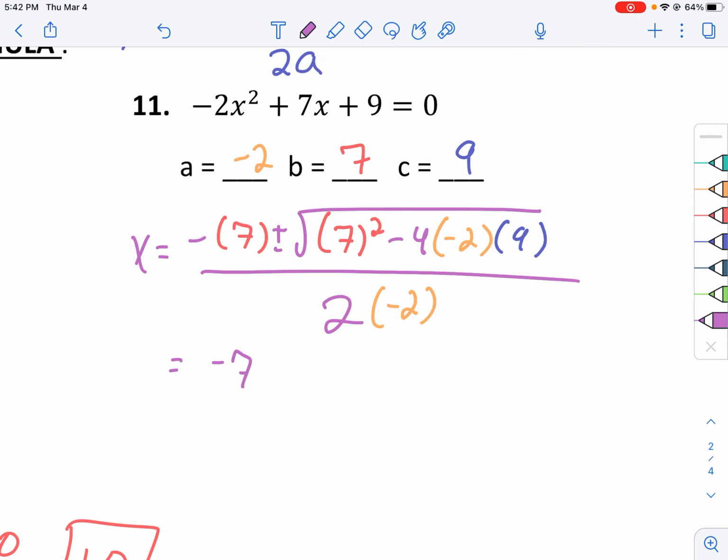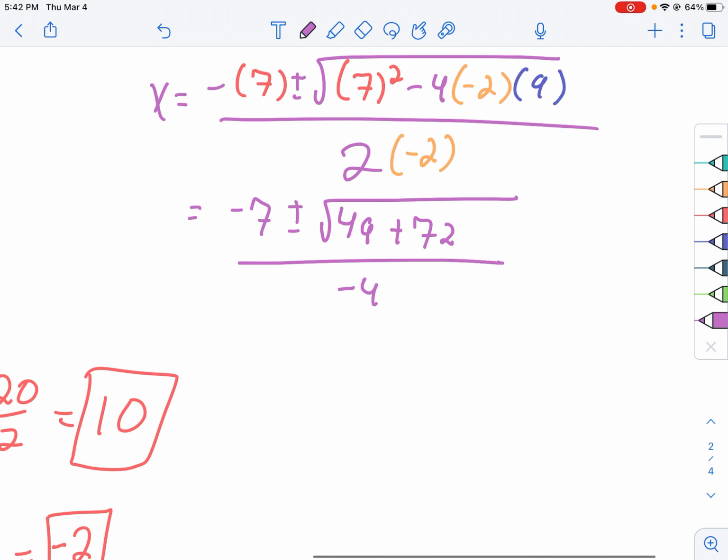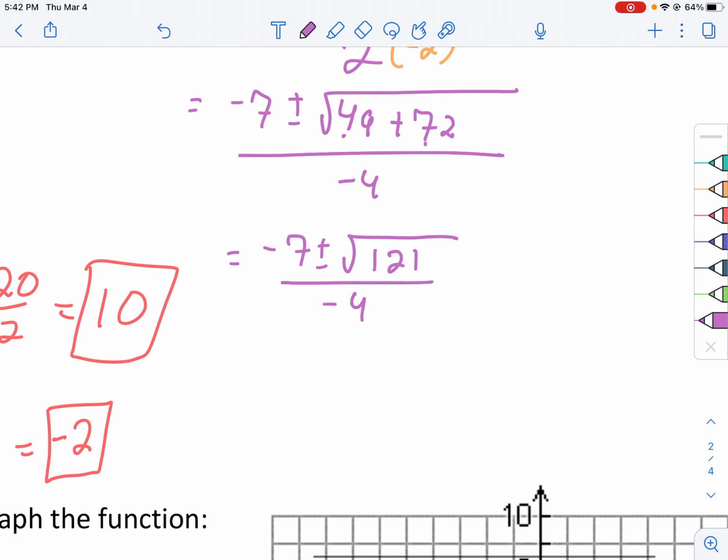So then we have negative 7 plus or minus the square root of 49. Negative 4 times negative 2 is positive 8. 8 times 9 is positive 72. And then that's over negative 4. So then we have negative 7 plus or minus the square root of 49 plus 72, which gives us 121. And that's all divided by negative 4. The square root of 121 is 11. So this is negative 7 plus or minus 11, all divided by negative 4.